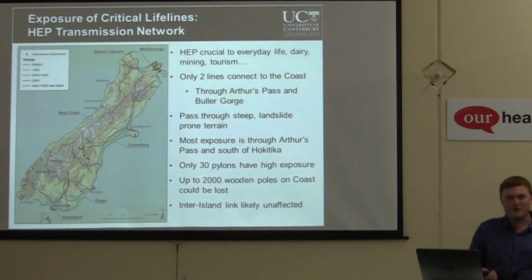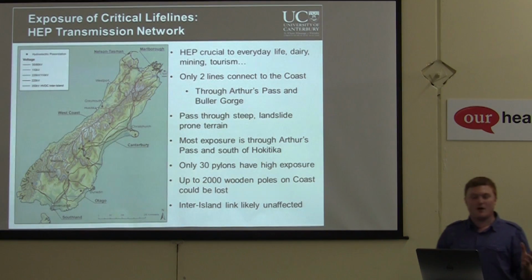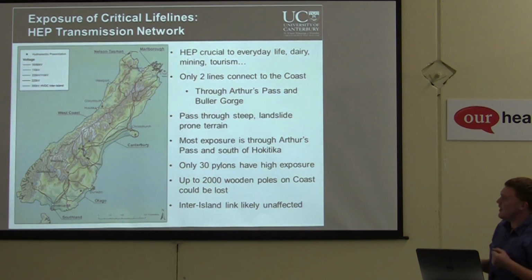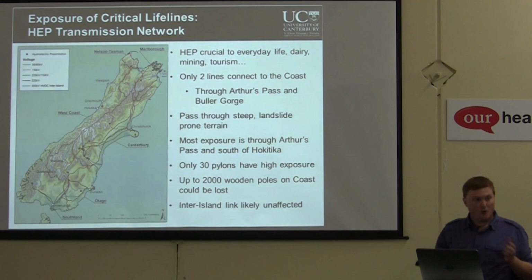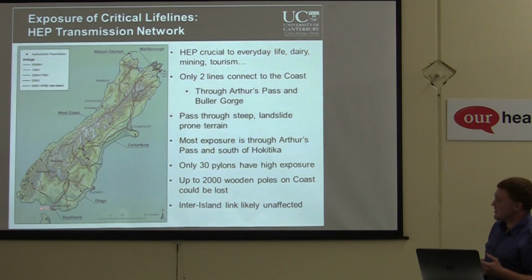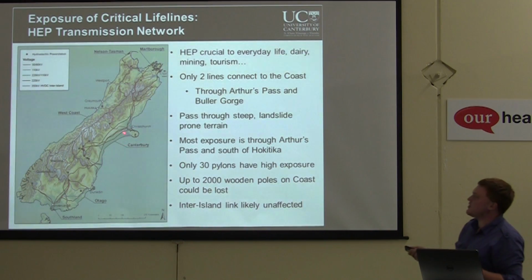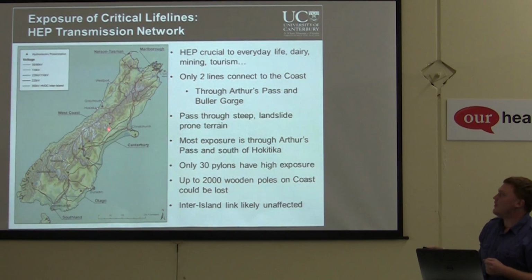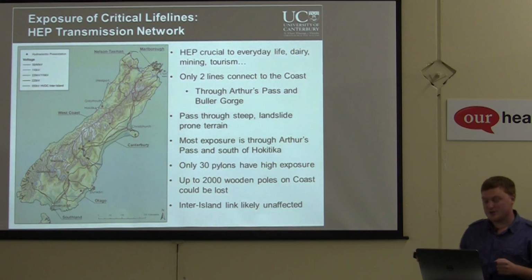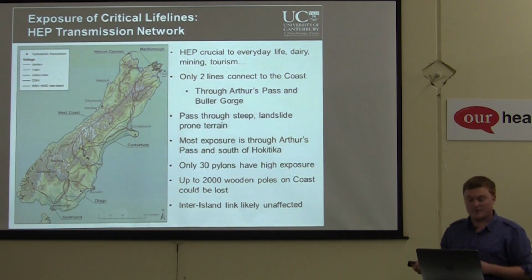If we start to move away from our roads and look at our HEP, our hydroelectric power and transmission network, that's equally interesting. Again, like our roads, it doesn't have an awful lot of redundancy. On the east coast, there's a lot of redundancy, we're pretty okay. But once we start going east to west, there's only one line, which goes from Lake Coleridge through Arthur's Pass, and then in through Buller. That provides all the power from the hydro that goes into the west coast.